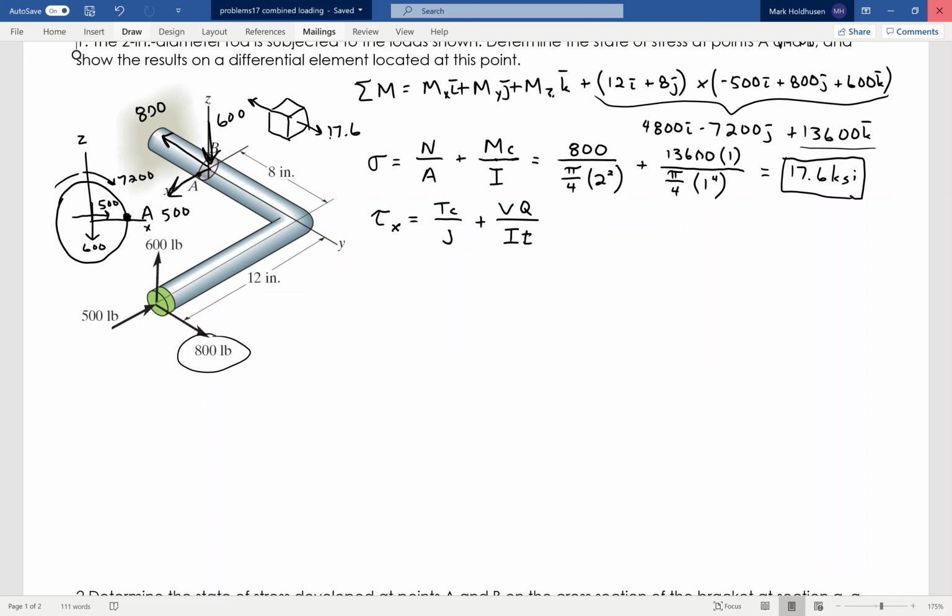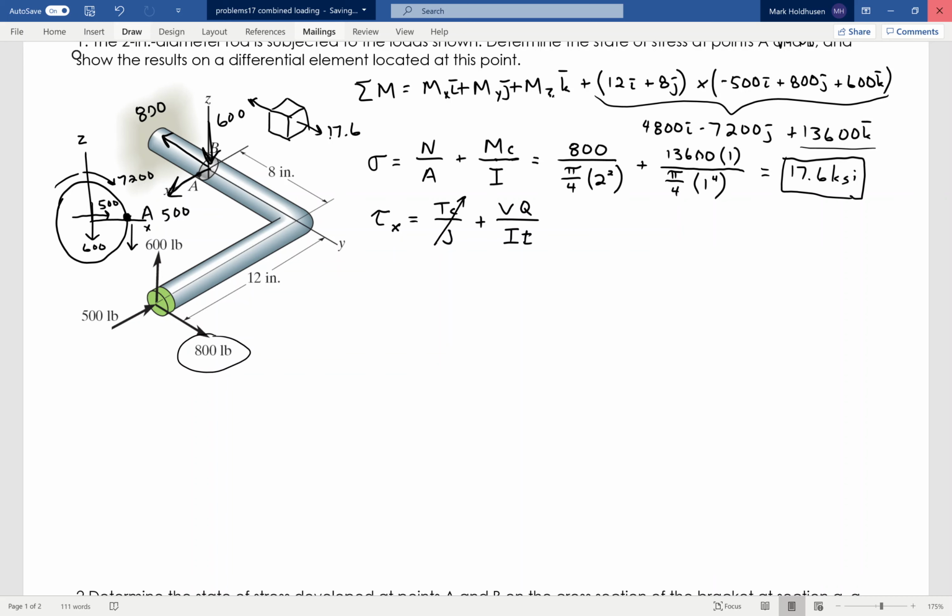Now, the shear stress due to torque at this point, to balance that, is going to be downward, because I'm looking at the back side of that. That 600 times 12, which is the 7,200, is causing that twist about the y-axis at A. To balance that, looking at the back side, that shear stress is going to be down like that. So it's not in the x-axis at all. So this goes to 0.